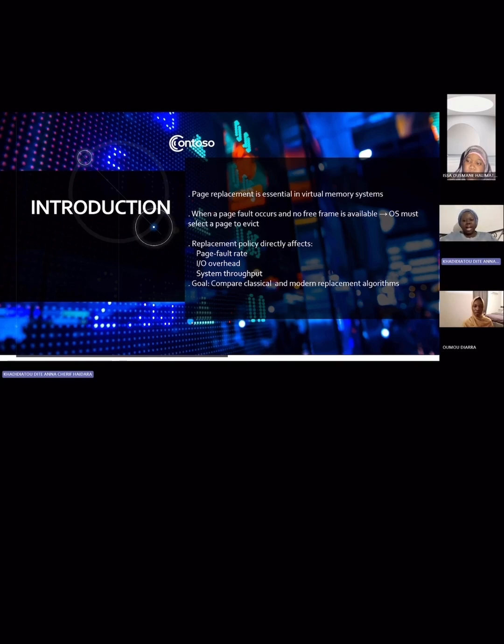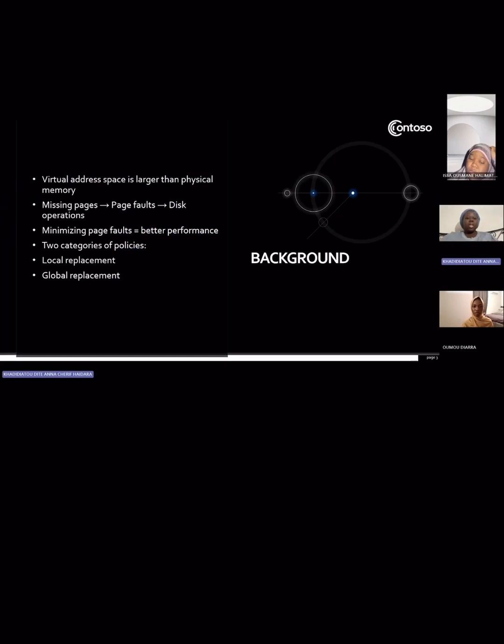That basically means that in this study we're doing right now, our goal is to compare both classical algorithms, for example LRU, and modern ones like ARC or Clock-Pro, to see how they perform under different workloads. So that was it for the introduction. I'm going to move to the next slide.